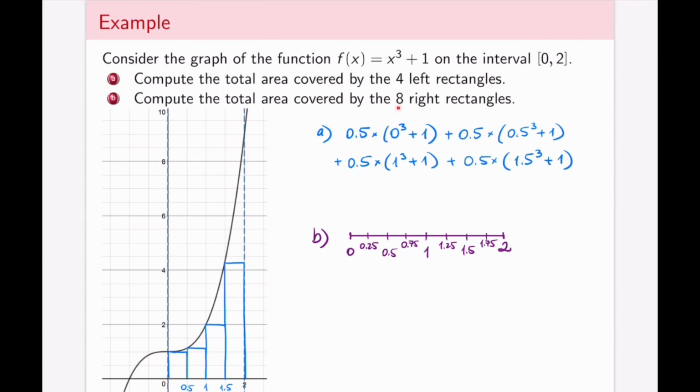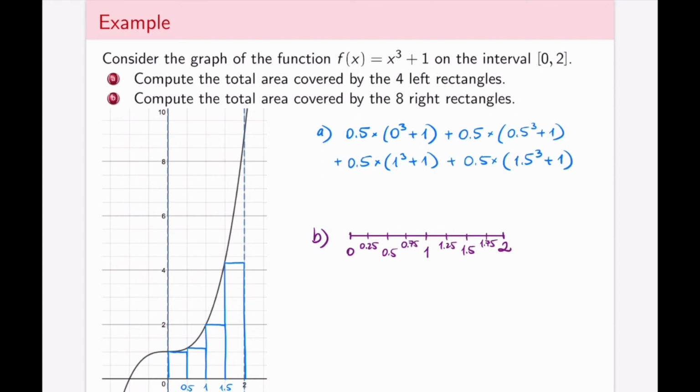Now, if I'm going to use the right rectangles, that means that for each little subinterval, I'm going to take the right endpoint, plug that into my function, and calculate the actual height of the rectangle. Now, I'm not seeing the rectangles here because I'm pretending I don't have the graph of the function, but for each one of these, I can easily see what the right endpoint is going to be. So let me write a few of them down.